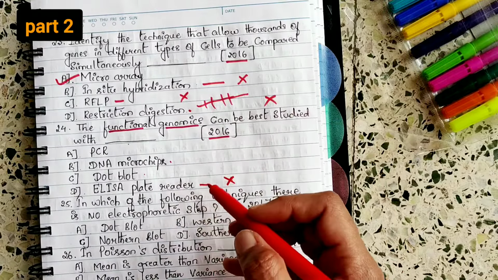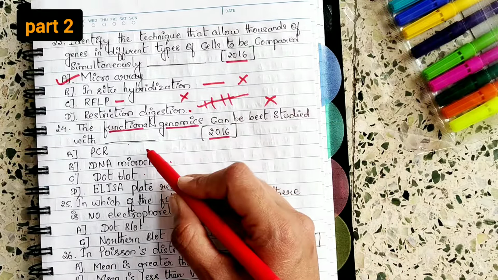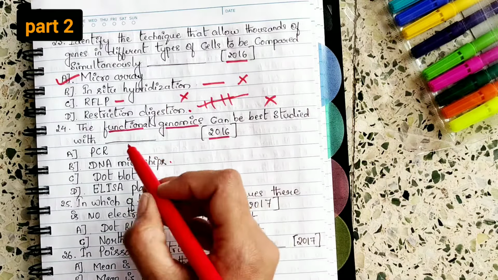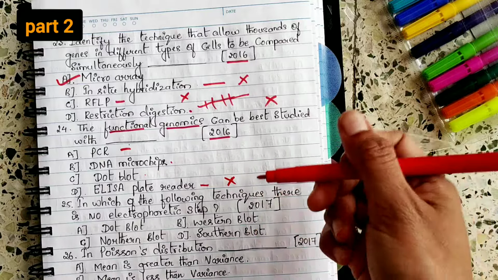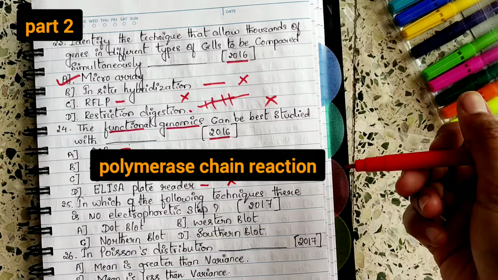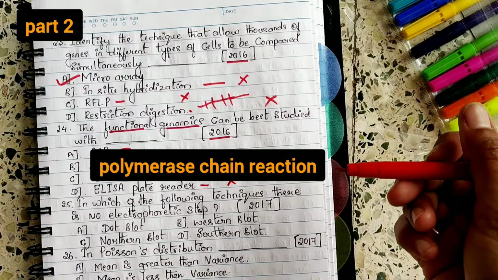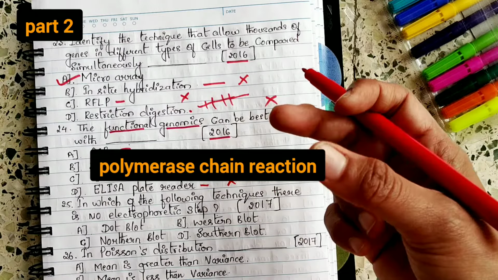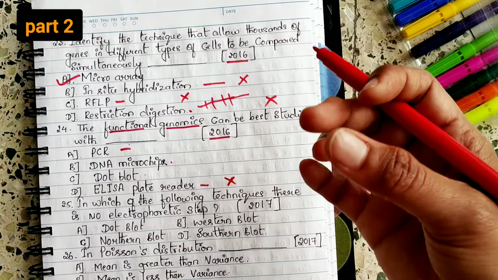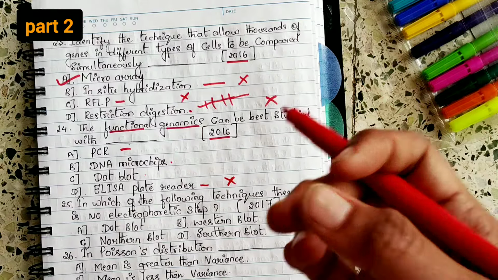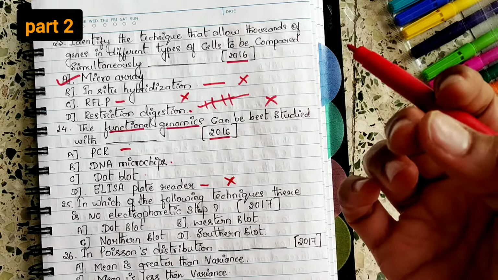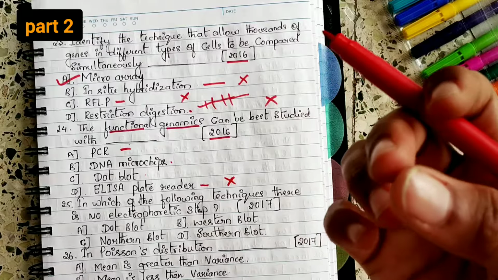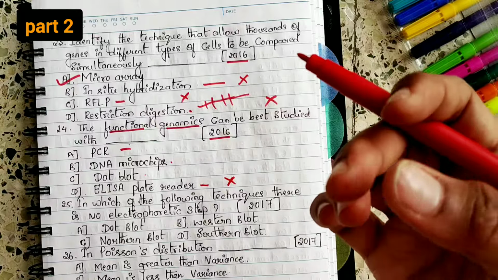If you go for option A, PCR, the full form is polymerase chain reaction. This is actually used to multiply the DNA copies. If you have to say it more precisely, polymerase chain reaction is a chemical reaction that is used to amplify pieces of DNA.